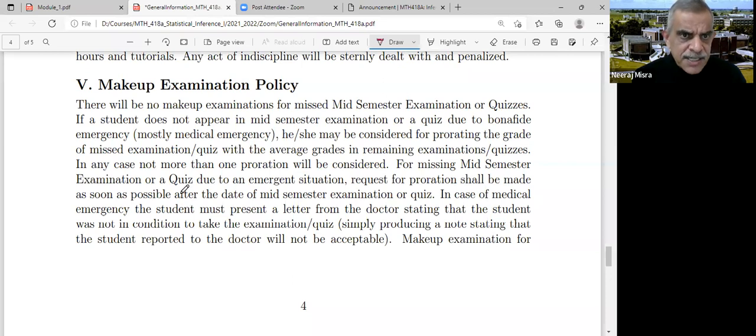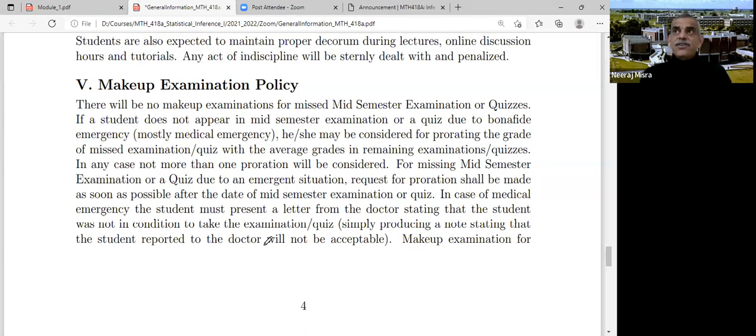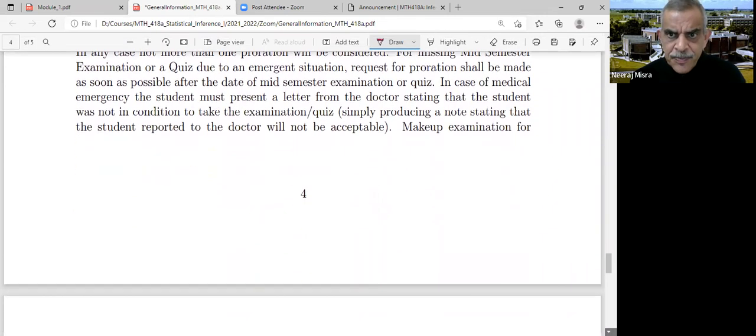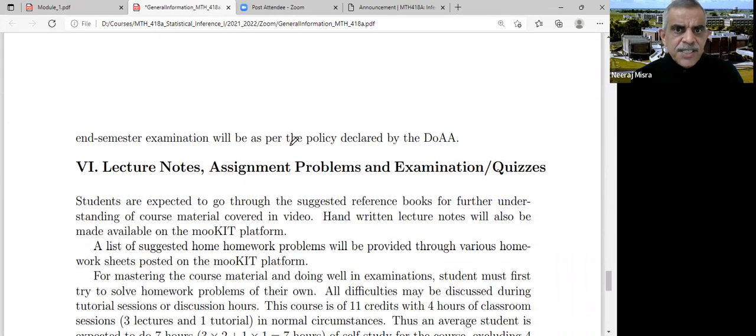For missing mid-semester examination or quiz due to an emergent situation, the request for proration shall be made as soon as possible after the date of the mid-semester examination or quiz. In case of medical emergency, the student must present a letter from the doctor stating that the student was not in condition to take the examination. I don't want to see your medical report. I don't want to see what medical condition you are having. But I expect that you'll get a letter from a doctor certifying that you are not in a position to take the examination. That's all. A single line statement that you are not in a position to take the examination on such and such date would be good enough for me. Makeup examination for end semester examination will be as per the policy declared by the DOE, and that you are already aware of.